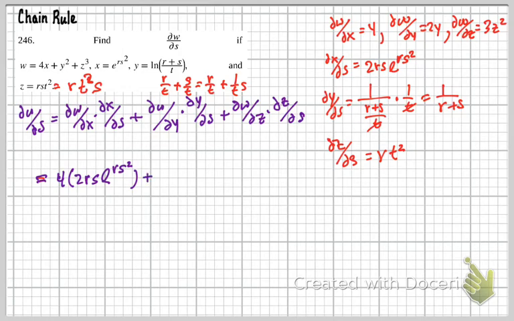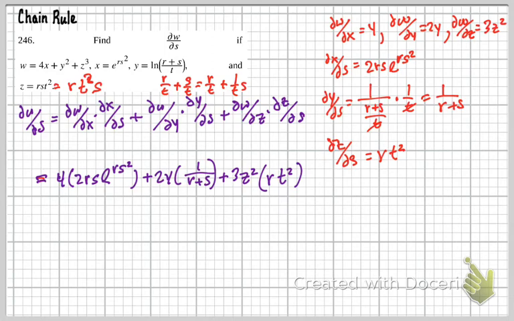That's just the first one. So plus dw dy. So dw dy, that's going to be 2y, and dy ds, and that's here. That's going to be 1 over r plus s, plus dw dz, that's here, 3z squared, times, and then we got dz ds, and that's here, that's rt squared.